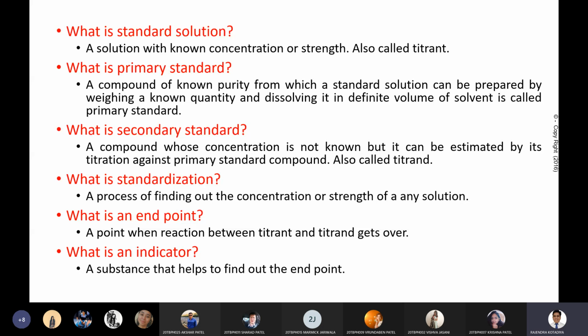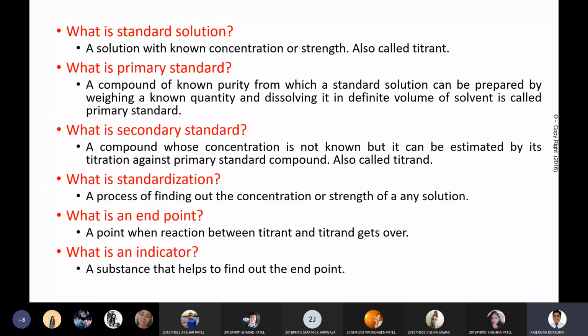A primary standard, as we have discussed in the class as well, is a compound which has known purity, and from that compound a standard solution can be prepared by weighing a fixed quantity of that substance and dissolving it in a fixed volume. So by using a primary standard, we can prepare a standard solution. Okay, then about secondary standard.